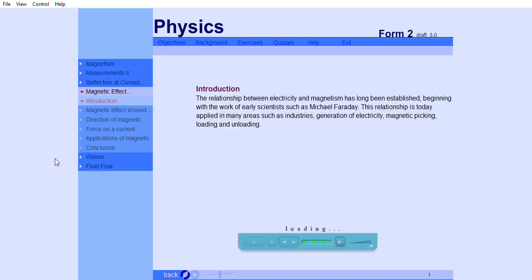Introduction. The relationship between electricity and magnetism has long been established, beginning with the work of early scientists such as Michael Faraday. This relationship is today applied in many areas such as industries, generation of electricity, magnetic picking, loading, and unloading.